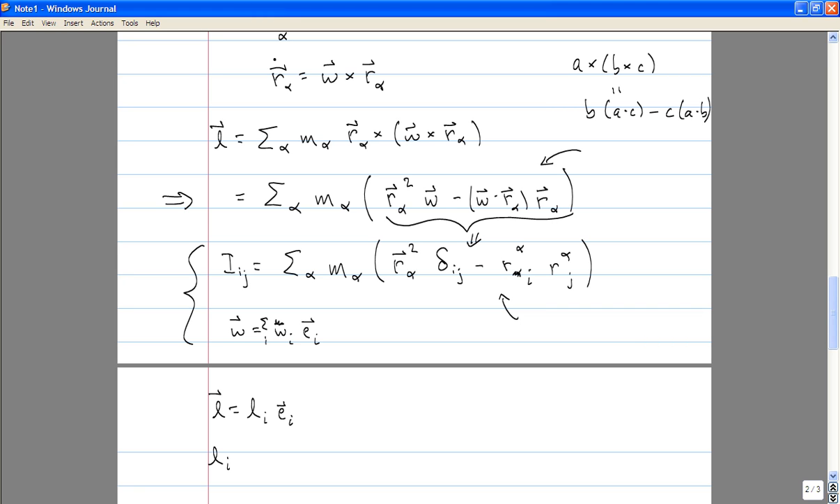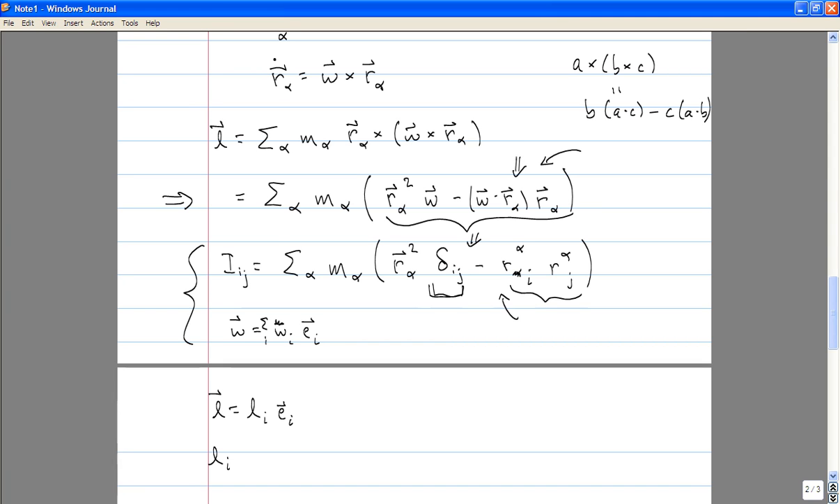So L is I times omega. Omega is a vector, I is a matrix, and you can see what happens if you act this delta ij on omega. Delta ij is the identity matrix, so that just gives you omega. And if you take this term and you use your usual rules for matrix multiplication, you'll get the vector r times r dot omega, which is this term up here. So the angular momentum vector is the inertia tensor times the angular velocity.